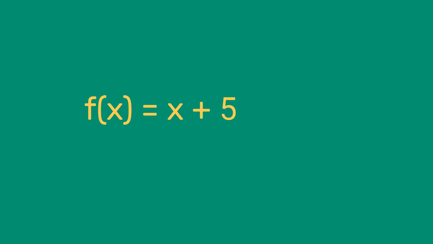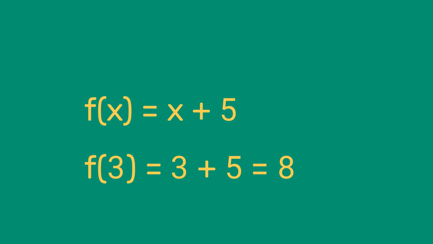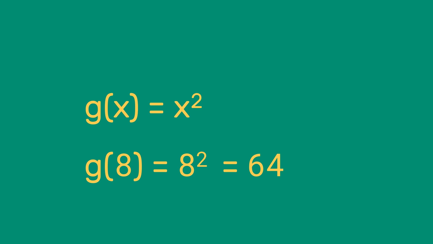Let's say f of x is x plus 5, and let's say g of x is x squared. So let's pass in 3 as our argument for f of x. We'll then have f of 3 is equal to 3 plus 5, which of course is going to give us 8. Now, as we said earlier, whatever the result of function f is going to become the input for function g. So what we'll do now is pass in 8 to the function g. This means that g of x is equal to x squared becomes g of 8 is equal to 8 squared, which of course is 64.